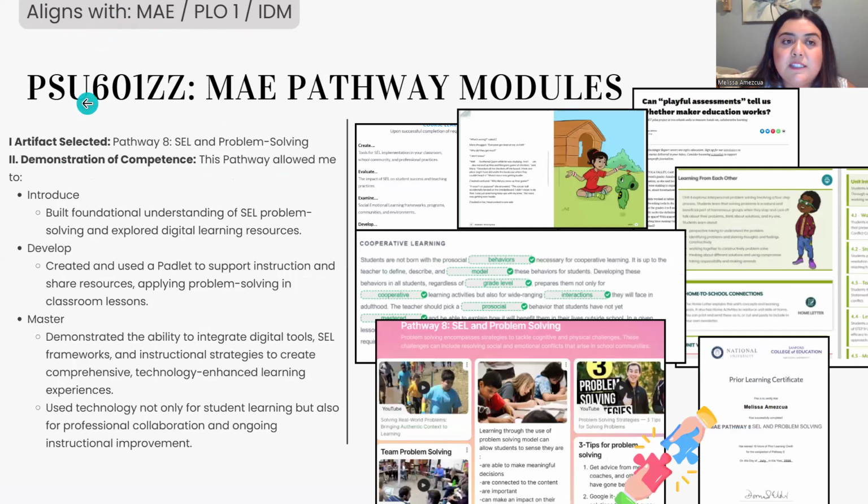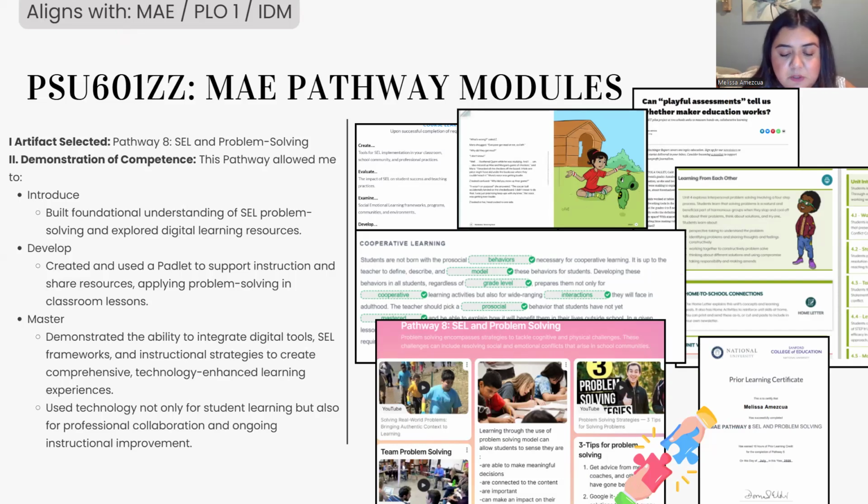And then for the second piece to this class, so again, it was 9 units. I'm doing 2 artifacts. I selected pathway 8, which is SEL problem solving. And for this one, I have also tied it to PLO 1 at an introductory, developing, and mastery level.